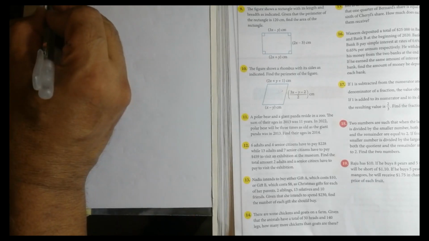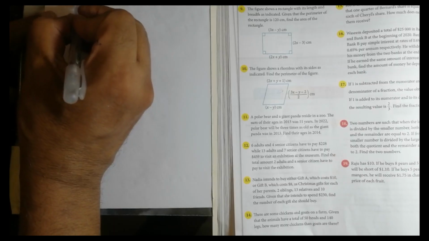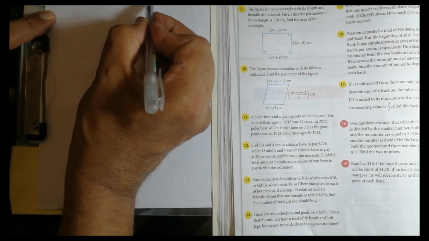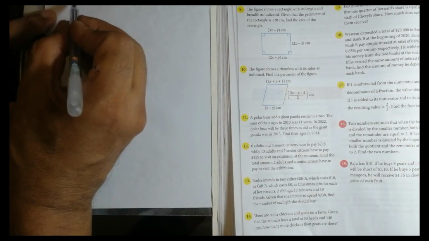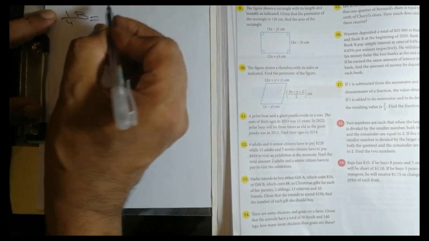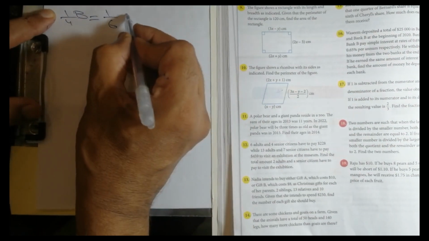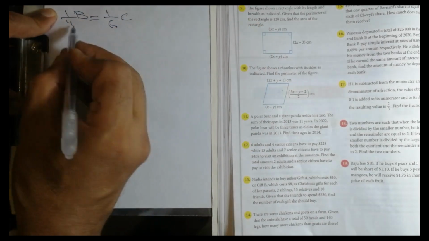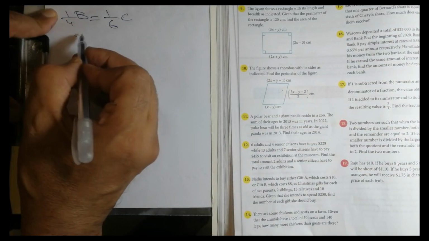So question number 15 is $80 is divided between Bernard and Cheryl. So Bernard plus Cheryl receive $80, such that 1/4 of Bernard's share, this is Bernard, that is b, equal to 1/6 of Cheryl's share. So this is equation number 1, and we can arrange this one by cross multiplying.